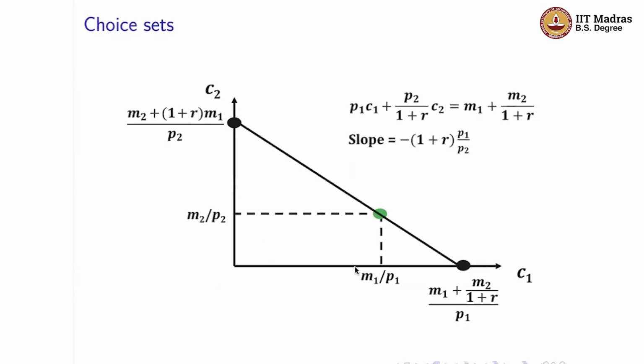Why not? Because suppose you were deciding to consume all of your income in each of the periods. If you are consuming all of your income in the first period, you have basically only M1 by P1 amount of goods of commodity one that you could have purchased. Similarly, if you were consuming all of your income in the second period, you have only M2 by P2. Those are the options that are available, right?